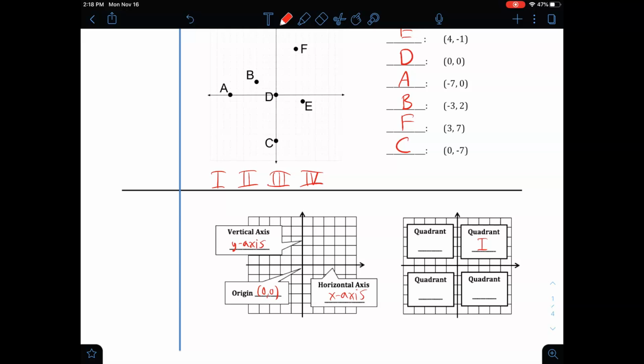We're going to go left rather than down. So the second quadrant is going to be over here. The third quadrant is going to be down here. And then the fourth quadrant is going to be down in the lower right. So we go around like this.